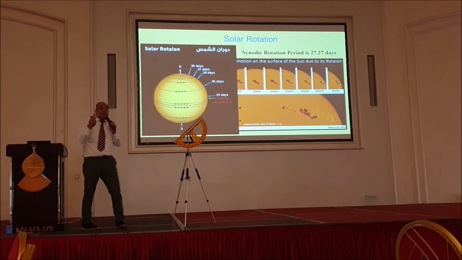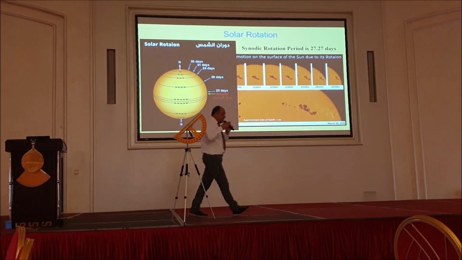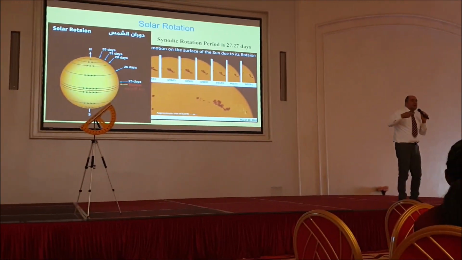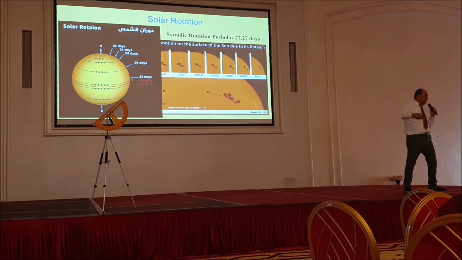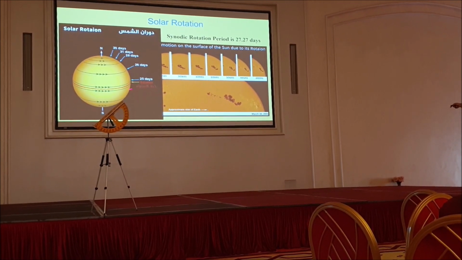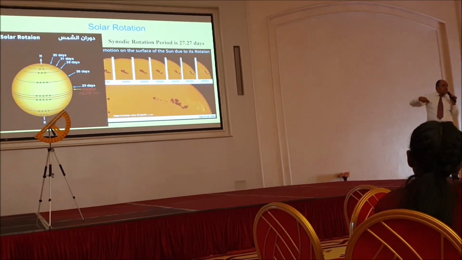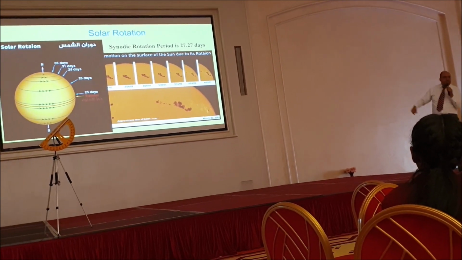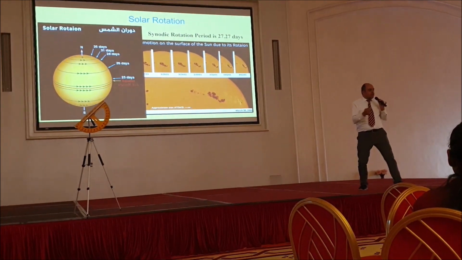The rotation of the Sun is called differential rotation. What does it mean? It means that the Sun is not a rigid body; it is made of plasma, the fourth state of matter. So it rotates very fast at the equator and slowly at the poles, between 25 days for one rotation and almost 35 days. So this is called differential rotation.